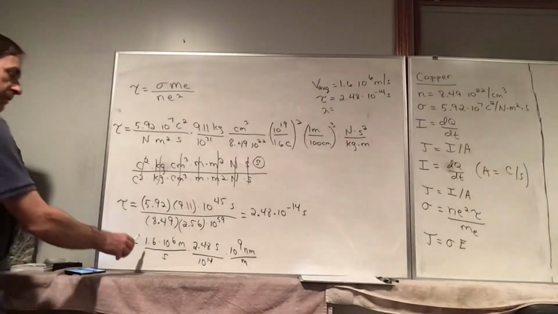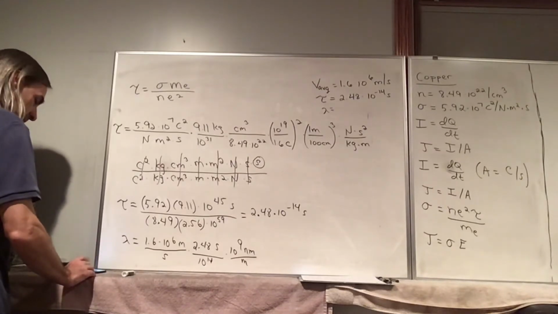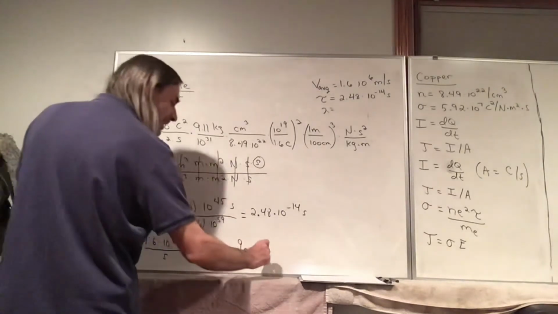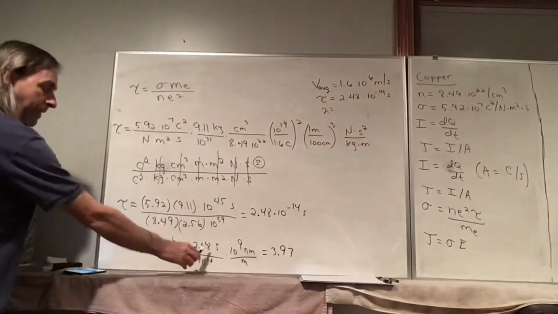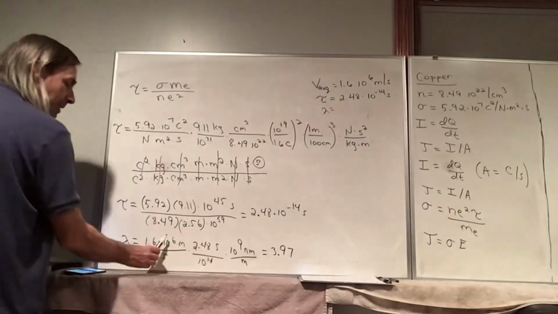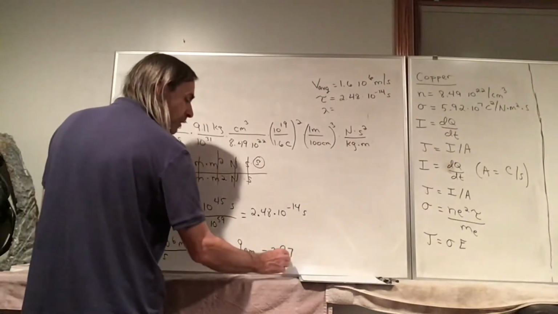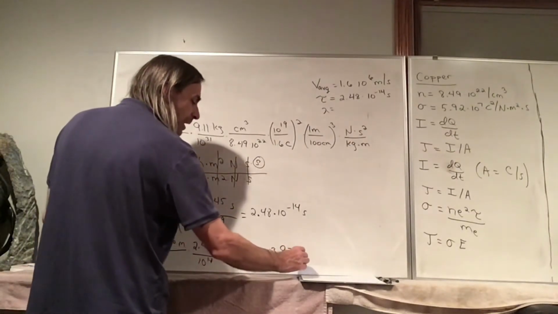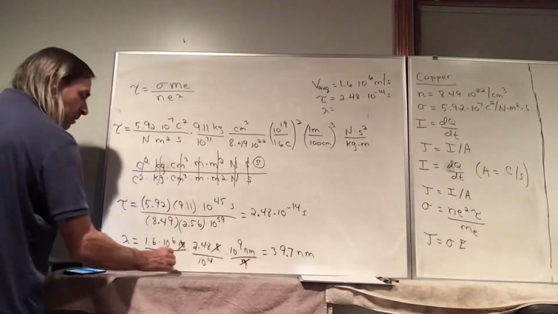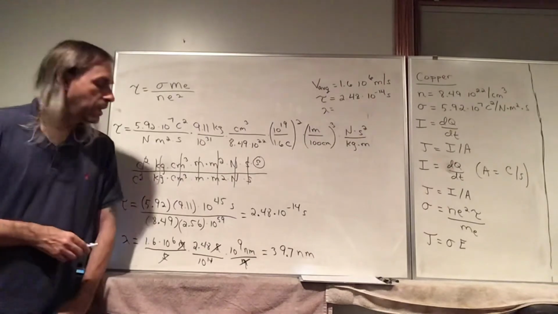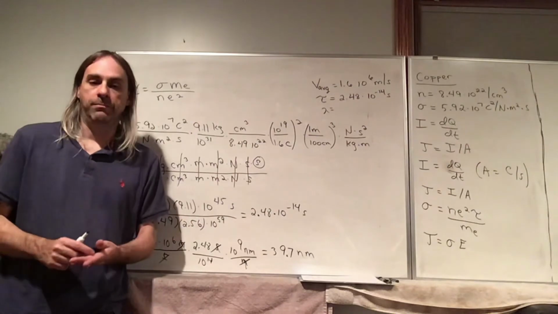So here we have 1.6 times 2.48. So I'm getting 3.97. So just with the numbers, and then we have 10 to the 15 divided by 10 to the 14. So 39.7 nanometers. We cross out the meters and the seconds. So about 40 nanometers before it hits the next atom.